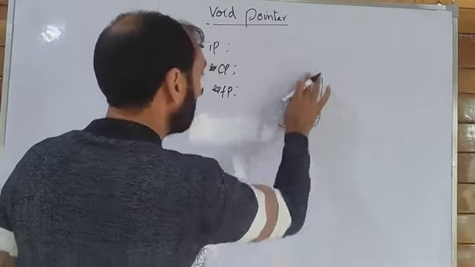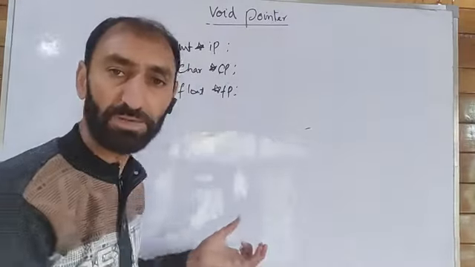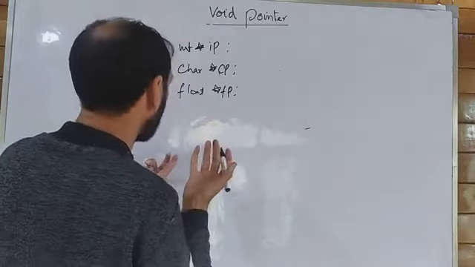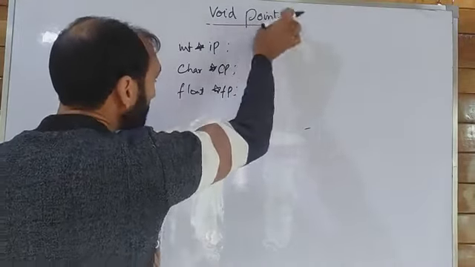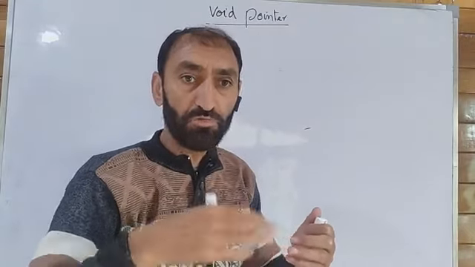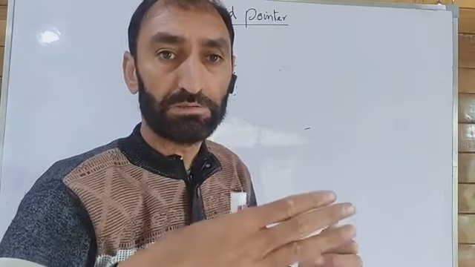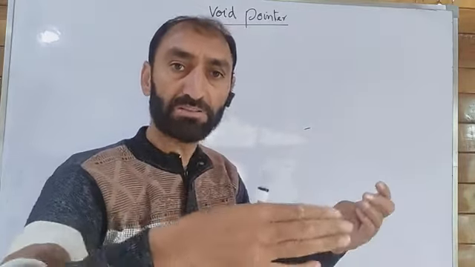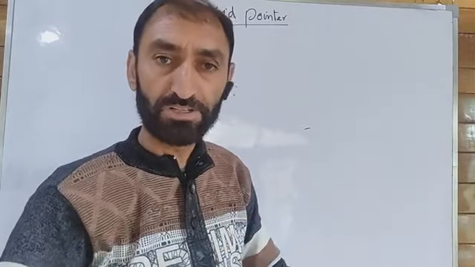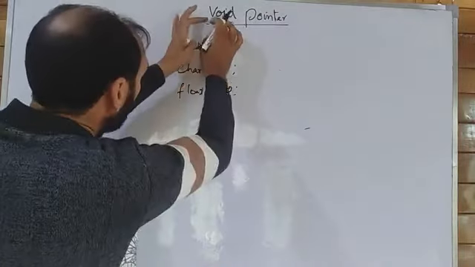In the same way, the void pointer. Void means empty. That means what is void pointer? Void pointer is a pointer to which there is no data type associated. The pointer which has no data type associated with it is called void pointer. These are those pointers which have no data type associated with them. That means without any data type.